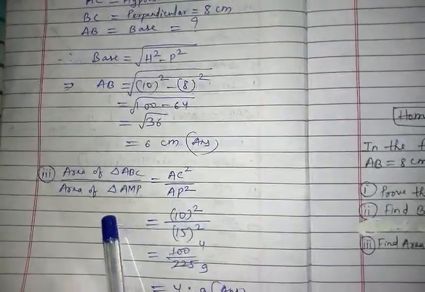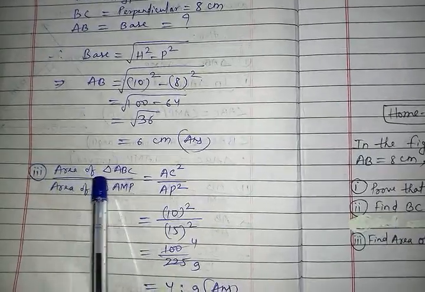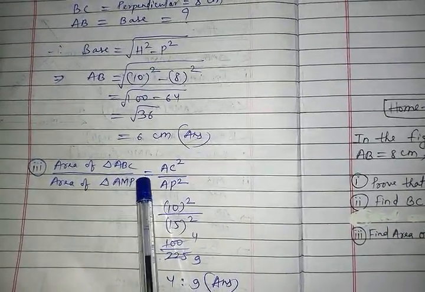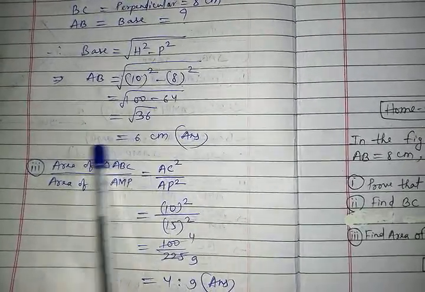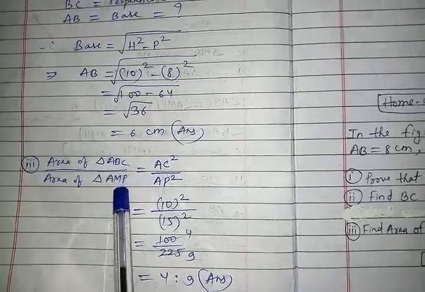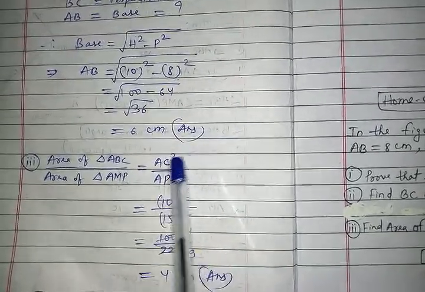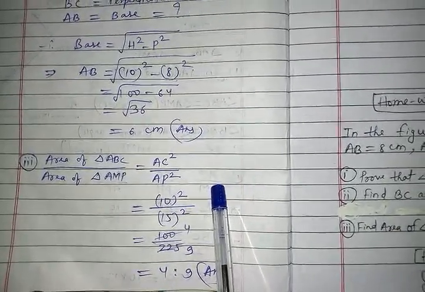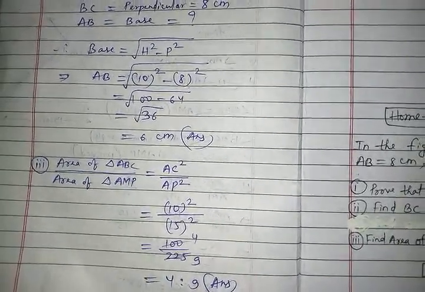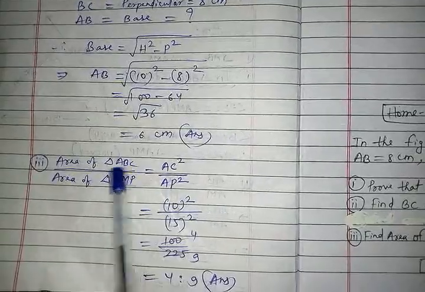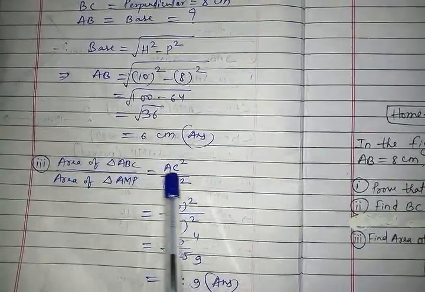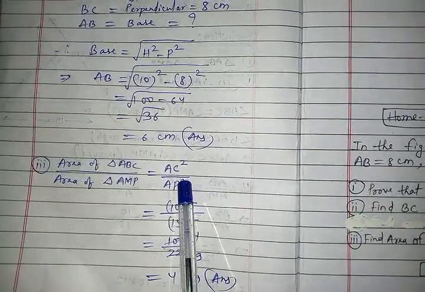Now we have to find the ratio of area of triangle ABC by area of triangle AMP. So number 3 question, we have to find the ratio of these two. So here you can see I have taken AC and I have taken AP. AC square by AP square. Now you might be asking, sir, why you did not take AB and AM? Then let me tell you, I have the value of AB, but I don't have the value of AM. So it was useless to take that particular square of side.